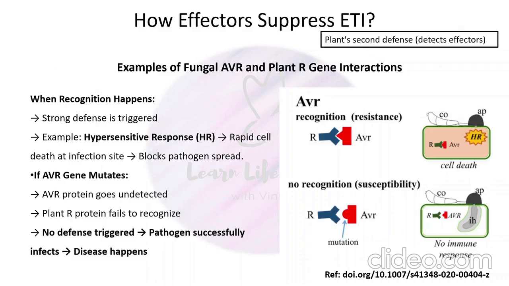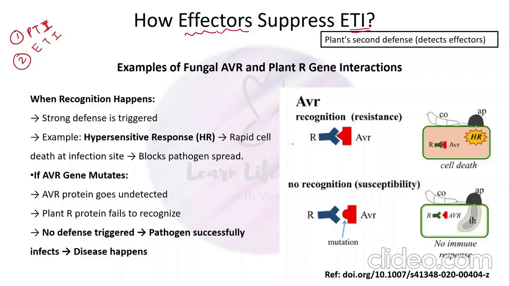The second scenario is how the effectors suppress the effector triggered immunity. The first we have seen is the pattern triggered immunity, where the plant recognizes certain patterns which are present on the microbes and generates immunity. In the second case, now we will see how the effectors basically suppress the effector triggered immunity. So in both examples we are going to see.